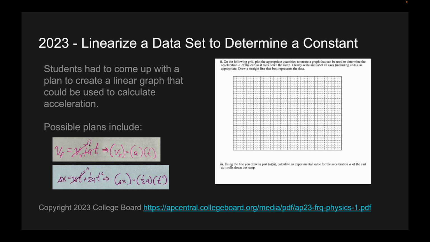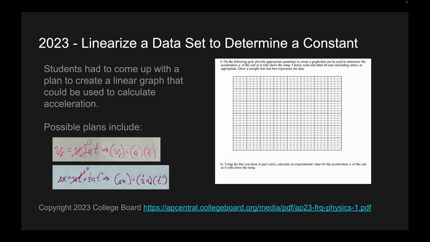Because the v original was 0, this main equation could go into a planning template that would put v final on the y-axis, time on the x, and the acceleration would just be the slope. To me, the one that jumps out, and I think is almost a little easier to approach, is if we use our displacement equals v0 t plus 1/2 a t squared. Again, with v0 being 0, that simplifies to displacement on the y-axis, time squared on the x-axis, and 1/2 a for the slope.